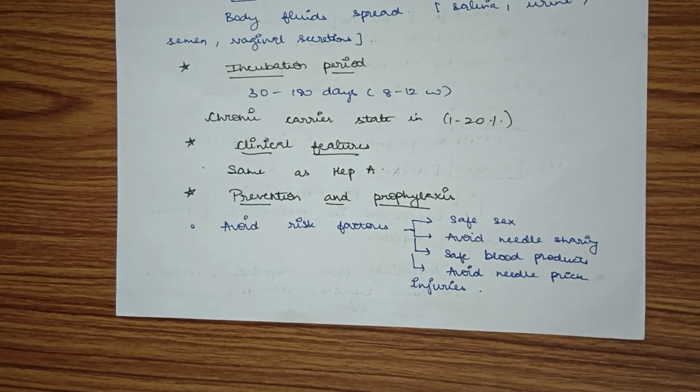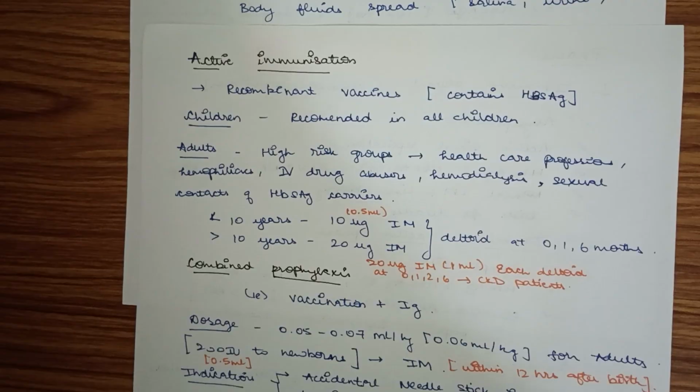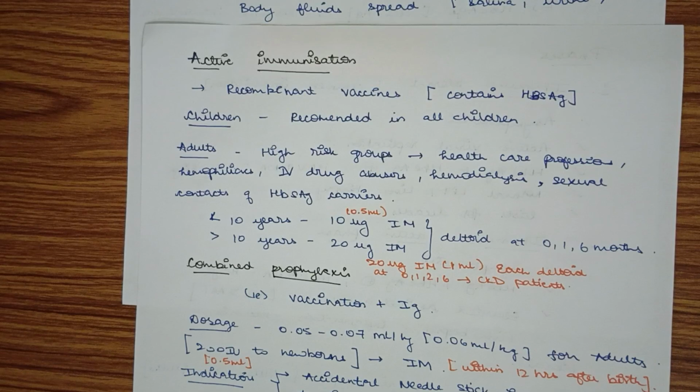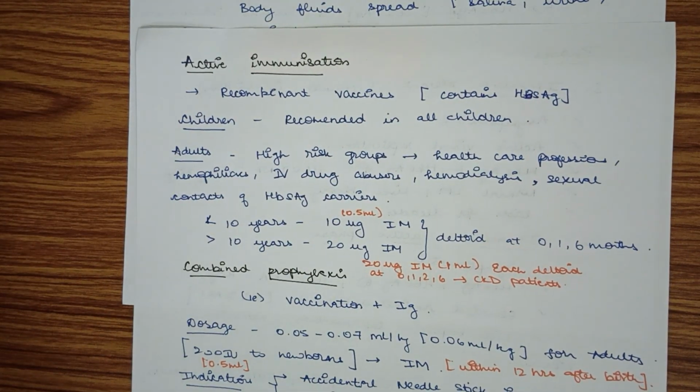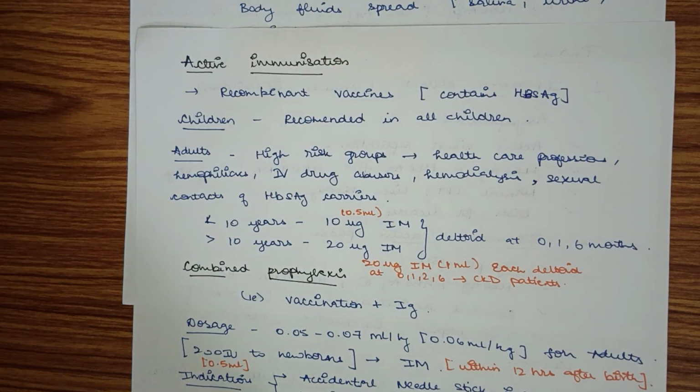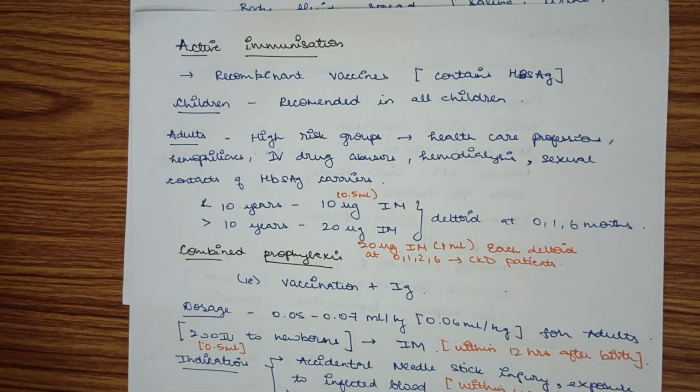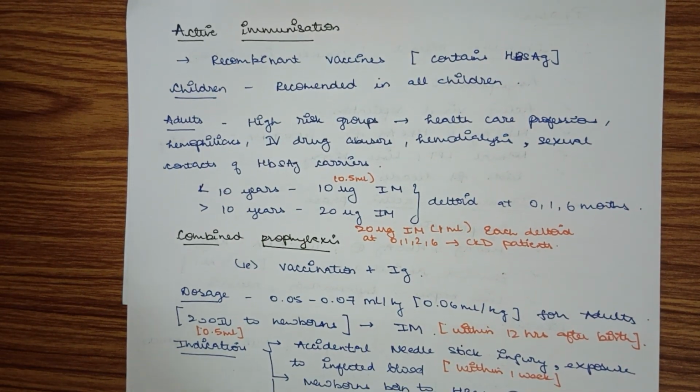Let's look at the prevention of hepatitis B virus. For prevention, we have to avoid the risk factors, that is, advocating safe sex practices, avoiding needle sharing, using safe blood products, and avoiding needle prick injuries. Also, we have active immunization and passive immunization for hepatitis B virus. Active immunization uses recombinant vaccines which contain the hepatitis B surface antigen. In children, it is recommended for all children, and in adults, it is recommended in high risk groups such as healthcare professionals, hemophiliacs, intravenous drug abusers, hemodialysis patients, and sexual contacts of HBsAg carriers.